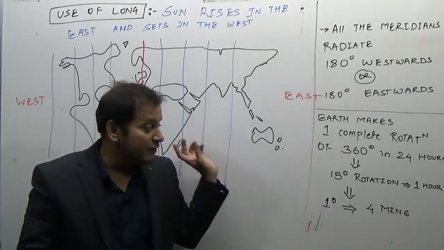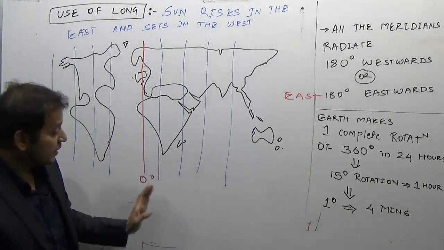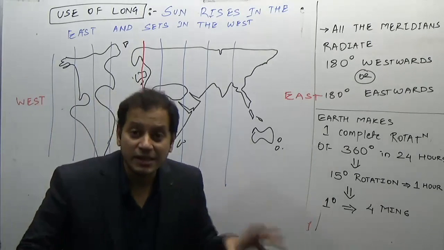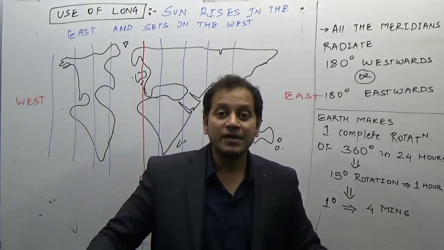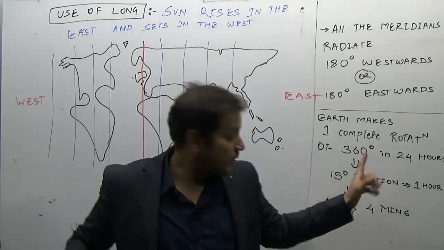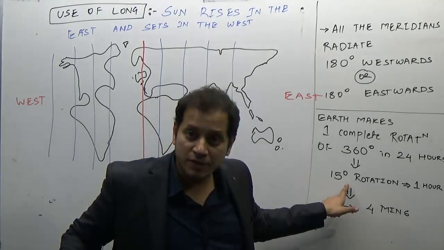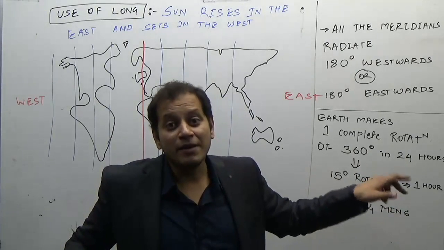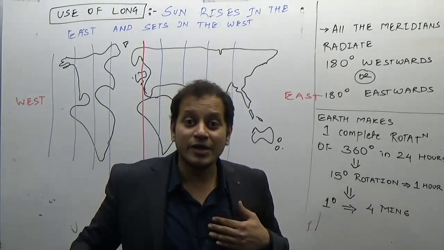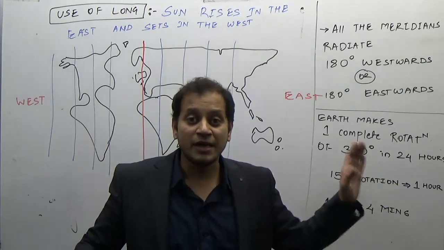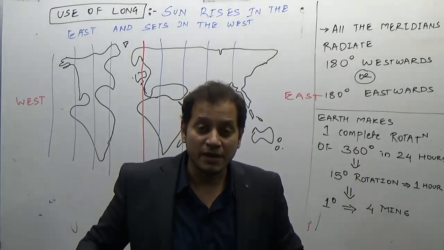Because after every 15 degrees of rotation, suppose this is the 0 degree longitude, then the place which is located on a 30 degree longitude will have a time which is ahead of the Greenwich Mean Time by how many hours? By 2 hours. If it is located on 60 degrees, by 4 hours. India is located on 82 degrees, so we have 5.5 hours. That is, we are ahead of world time by 5.5 hours.